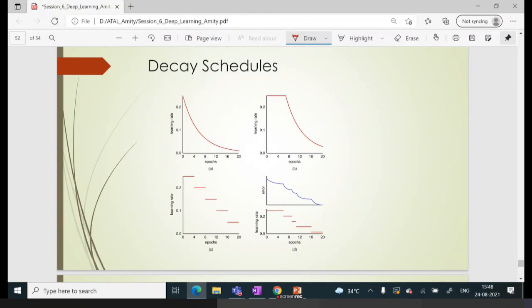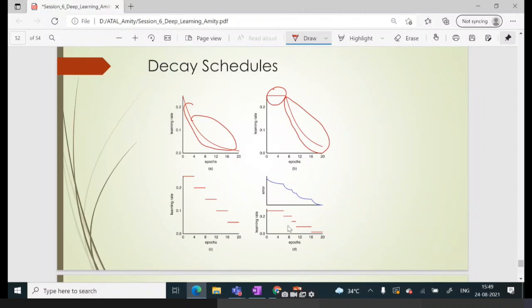Initially, you will keep a high value of the learning rate, and then you will decrease this learning rate exponentially, right? So this is one way, where you are exponentially decreasing your learning rate. Here, in the second case, for some epochs you are keeping your learning rate constant and then you are decreasing it exponentially. Here, you are doing a stepwise decrease in terms of learning rate.